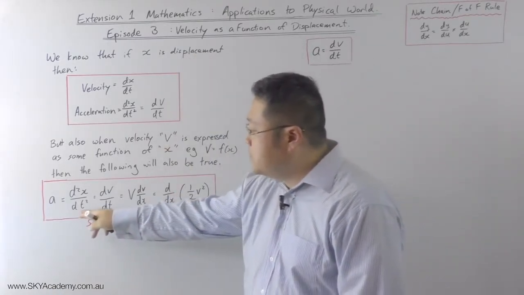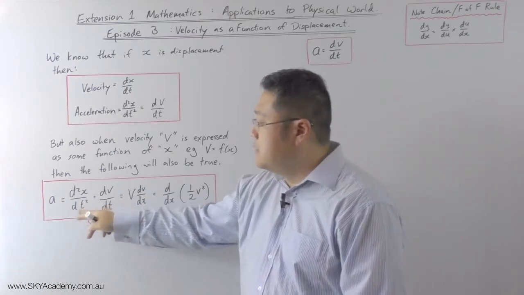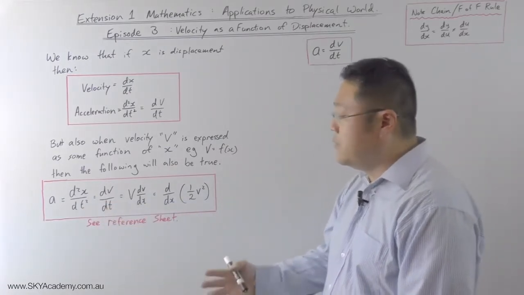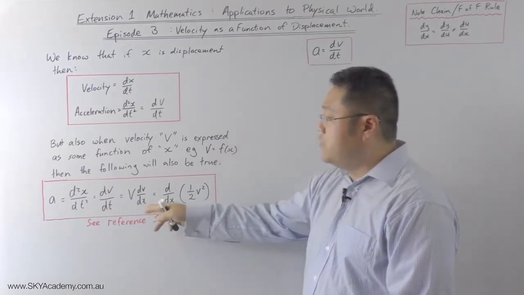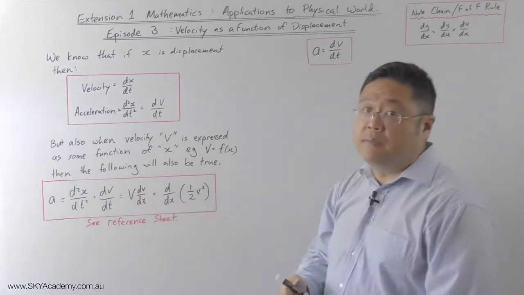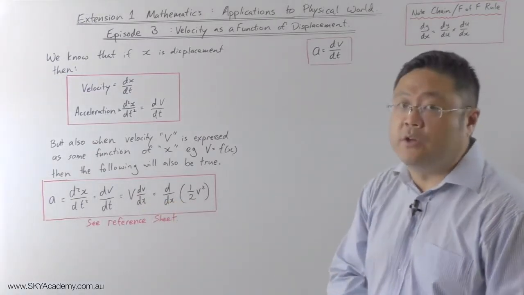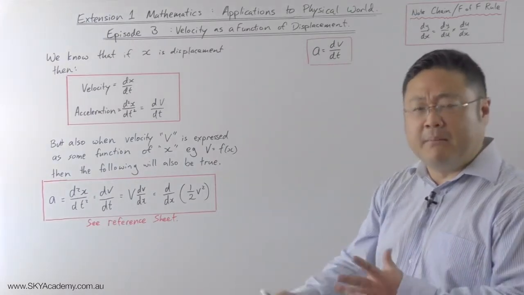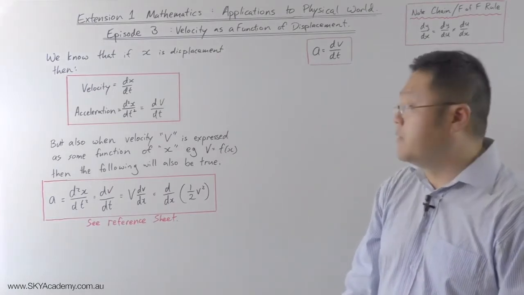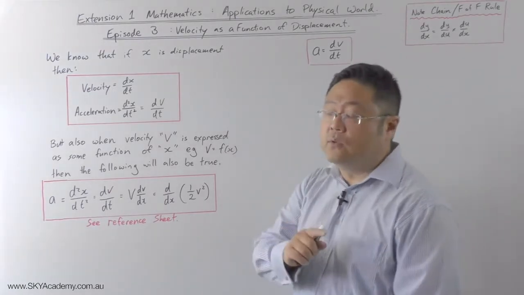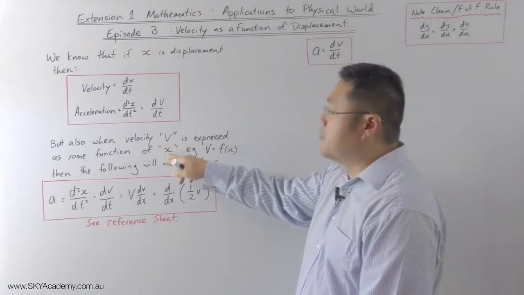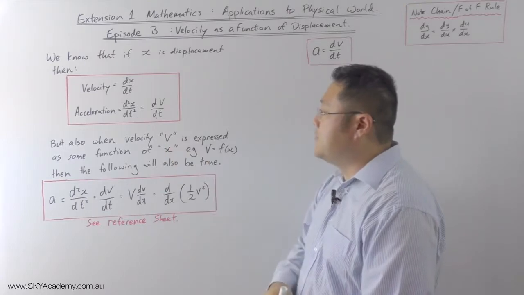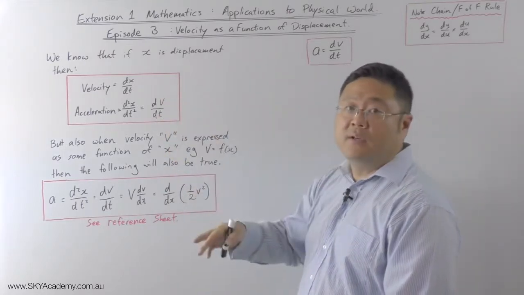So the first two parts of what's on the reference sheet we already know, but I also want to introduce you to the next two bits. This can be particularly helpful as we go through the next part of what we do, which is simple harmonic motion and other forms of motion. It will be particularly useful where the velocity is expressed as a function of the displacement, as opposed to time.